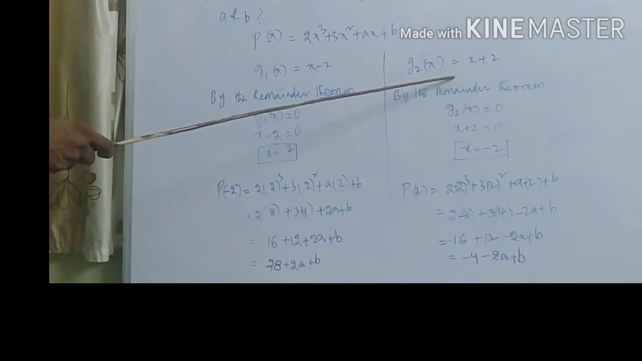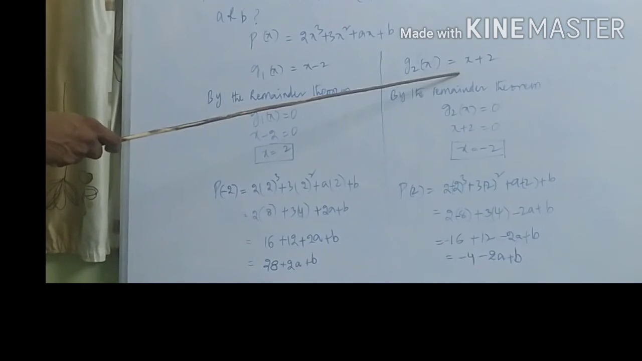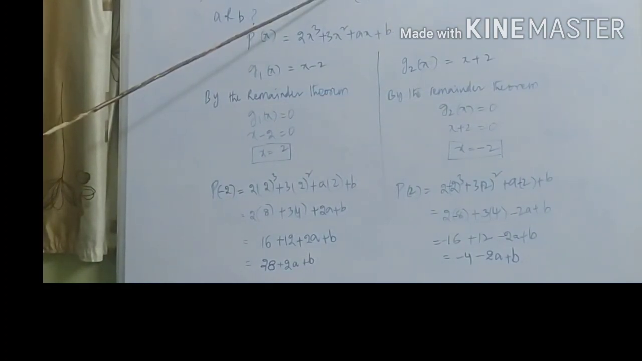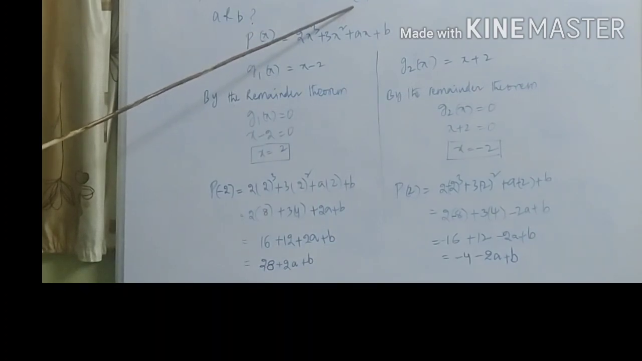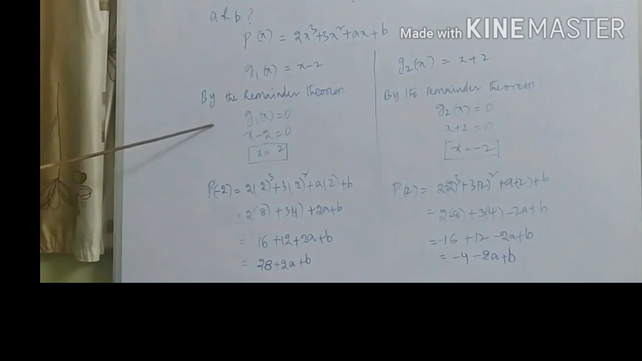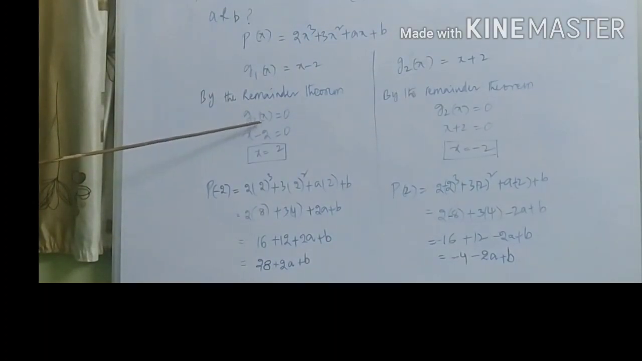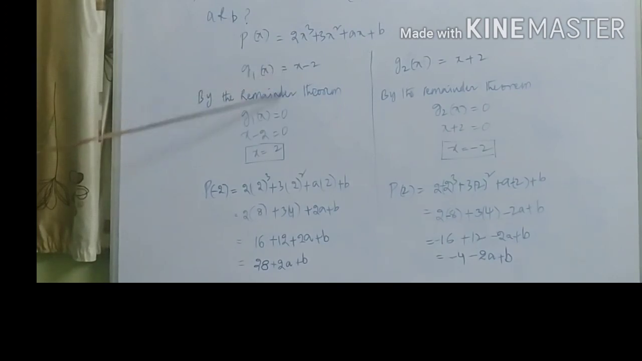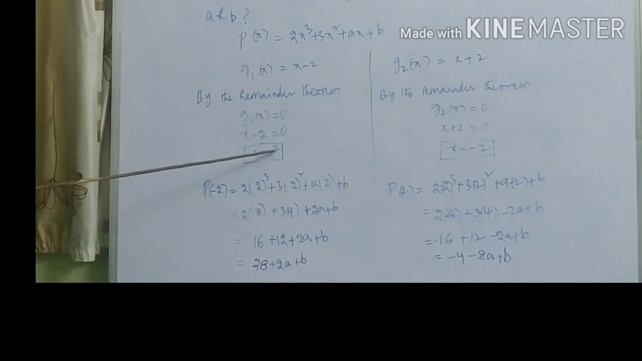In our previous problem, there are two p of x functions. Here in this question, there are two g of x functions. By the remainder theorem, g1 of x is equals to 0. So g1 of x is equals to x minus 2 is equals to 0, x is equals to 2.